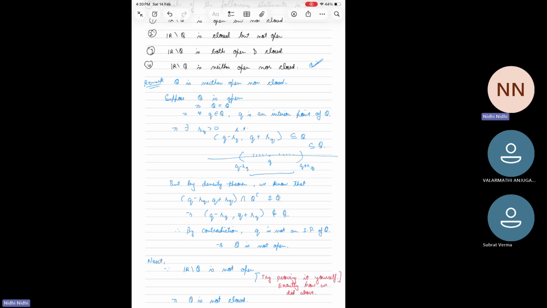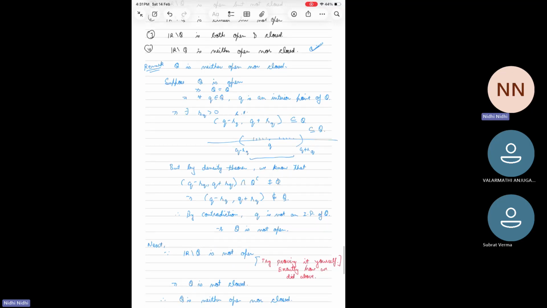So, okay, it's okay that you're not able to understand. So, is there any issue in what I did? See, I want to show that the set of rationals is neither open nor closed. For that, firstly, I started to show that Q is not open. By contradiction, I started with: suppose Q is open.